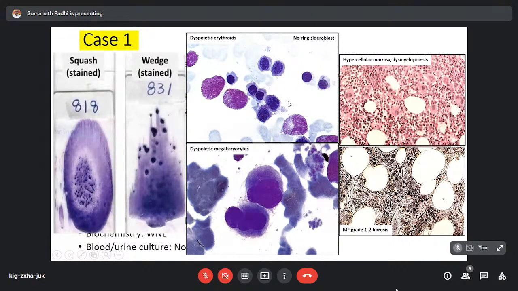All these erythroids had evidence of binucleation. There was internuclear bridging, there was fraying of the cytoplasm, and the nuclear chromatin was megaloblast-like, opened up chromatin. Some of the cells had an irregular nuclear membrane outline. So all these pictures were suggestive of dyserythropoietic changes dominating the marrow, and there was no evidence of ring sideroblasts on Perls stain.